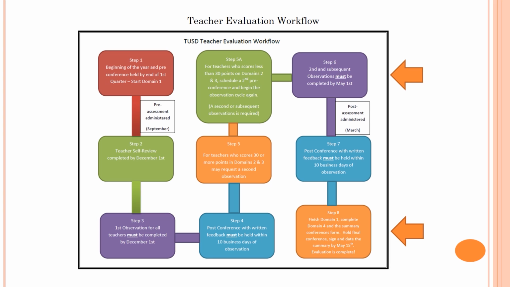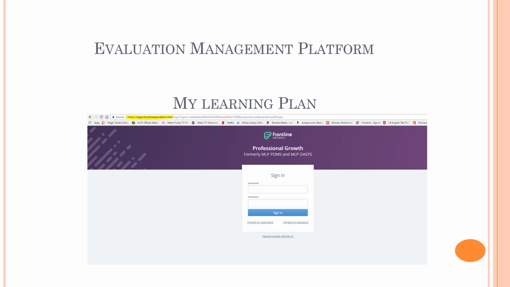The summative evaluation must be completed and reviewed with the teacher and signed by May 15th. As you can see, there are many steps involved within the evaluation process. Both the evaluator and the teacher contribute to the process. For school year 2020-21, we will continue to use our online evaluation management platform called My Learning Plan.